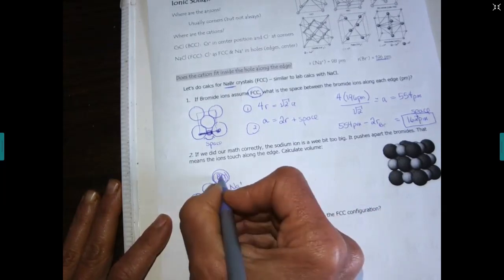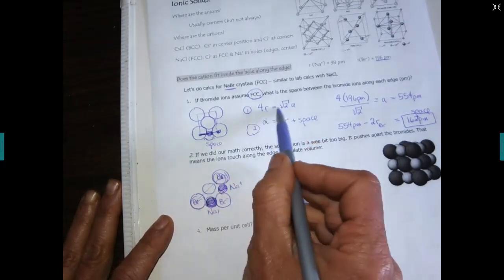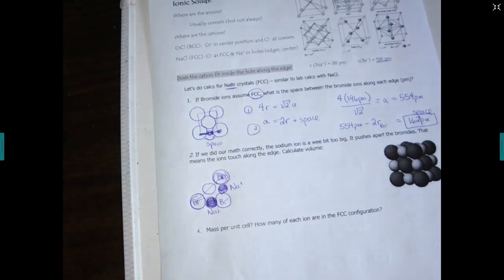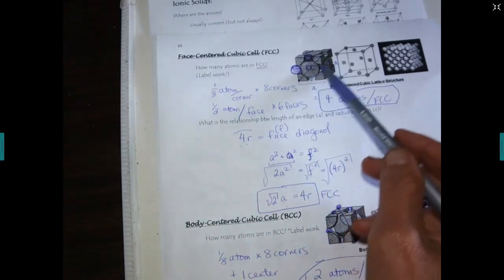You would continue. But what happens along our diagonal? Remember we were using this math up here, 4 radiuses equals the square root of 2a? It doesn't work anymore, because that was all about that diagonal. Remember this page about the diagonal, and that's where all this came from? But they're no longer touching along the diagonal. That sodium went in there and pushed it apart.